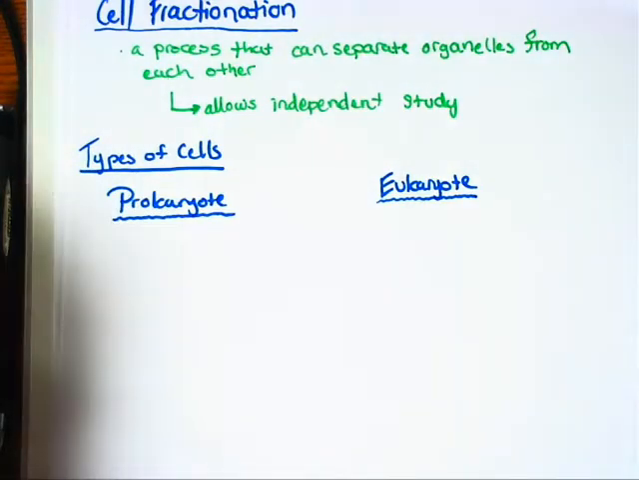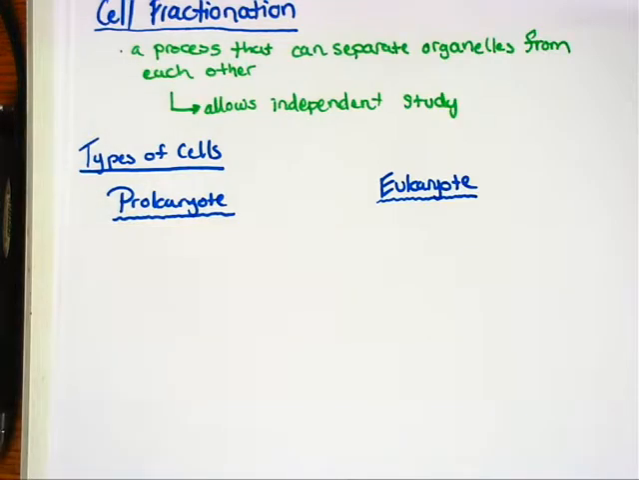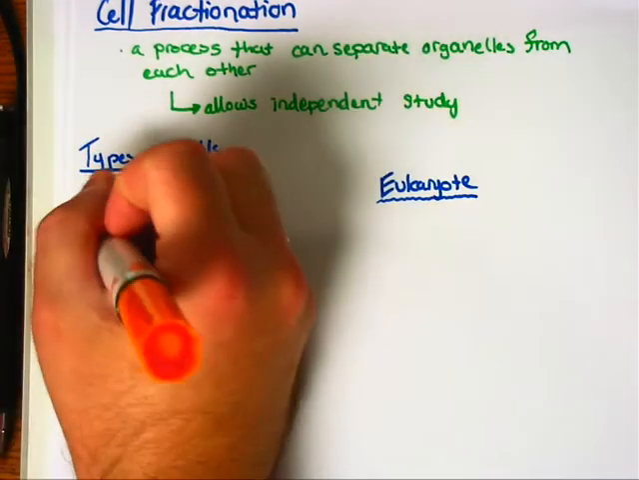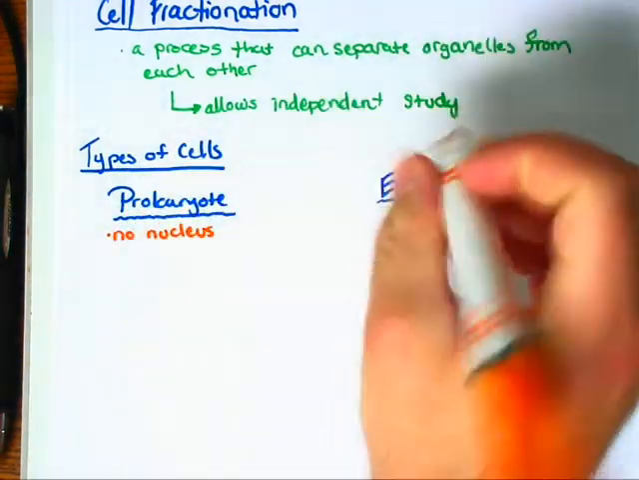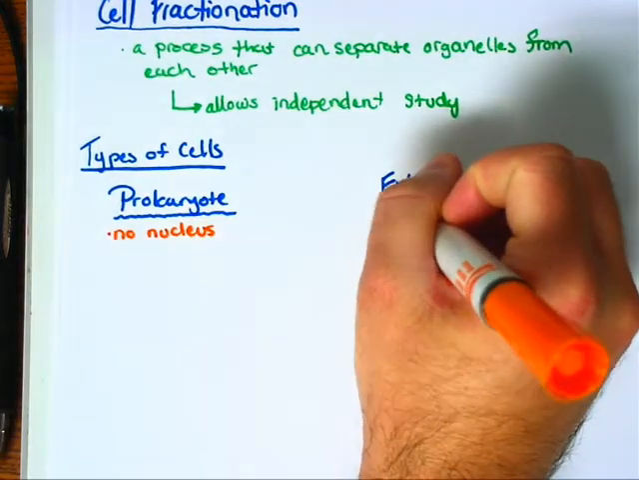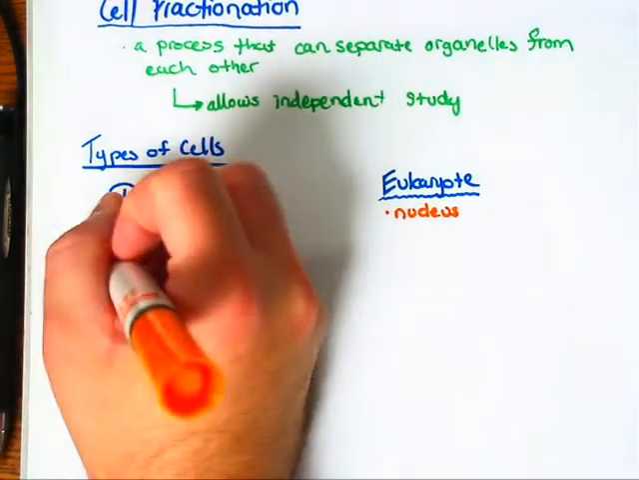Okay, eukaryote and prokaryote. About prokaryotic cells, we know that they have no nucleus. The eukaryotic cells do have a nucleus. Talk to me about organelles. Do prokaryotes have organelles? Not membrane-bound ones. That's the answer I'm looking for.